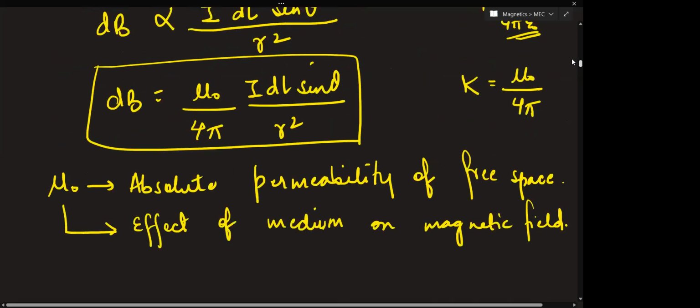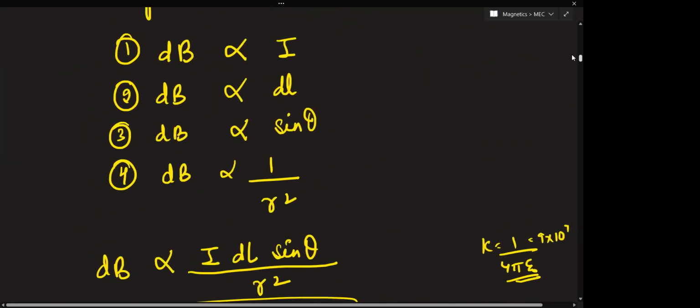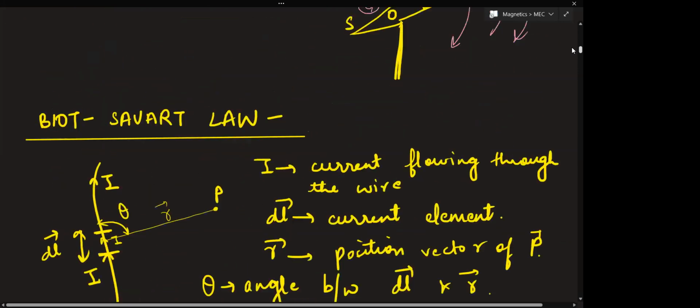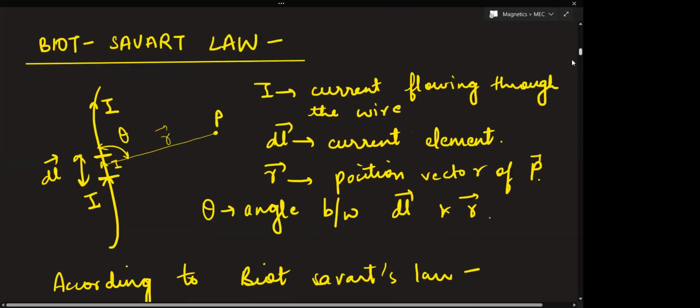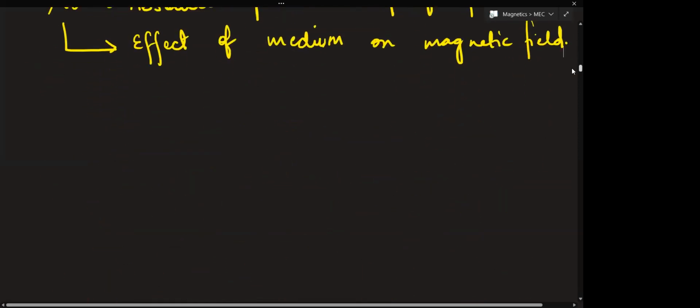And again, reminding you, whenever you are writing the derivation, always write the starting storyline. Consider a current carrying wire with the current flowing as capital I, the current element is dL, and all these things. And if you are running short of time, do mention at least at the end what all these quantities are which you have used in your derivation. Otherwise, you will lose your marks.